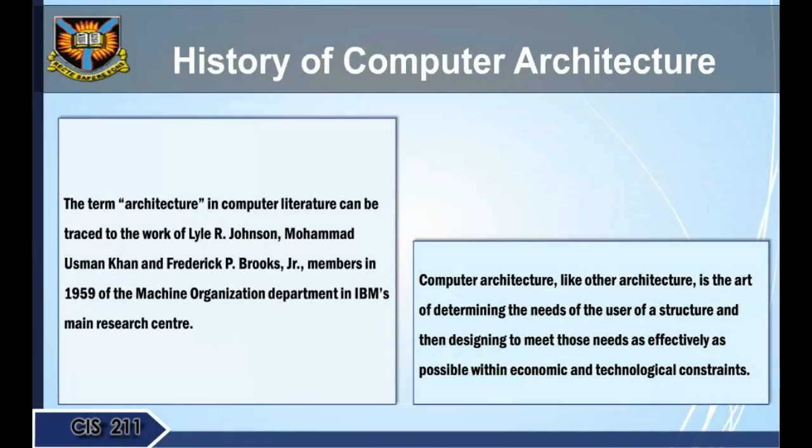Neumann's paper. The term architecture in computer literature can be traced to the work of Lyle R. Johnson, Muhammad Usman Khan, and Frederick P. Brooks, Jr., members in 1959 of the Machine Organization Department in IBM's main research center. Computer architecture, like other architecture, is the art of determining the needs of the user of a structure and then designing to meet those needs as effectively as possible within economic and technological constraints.